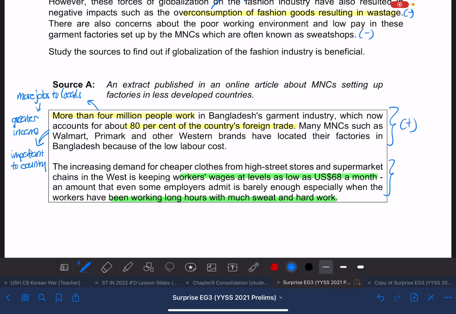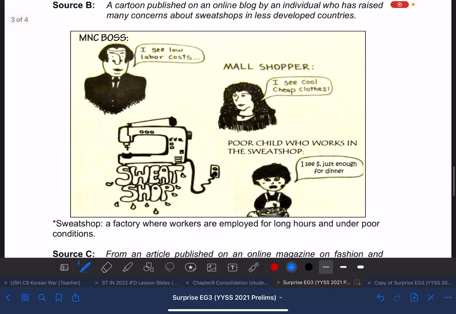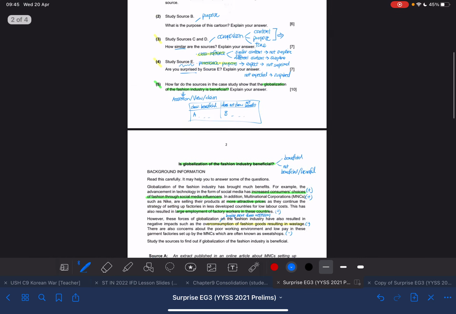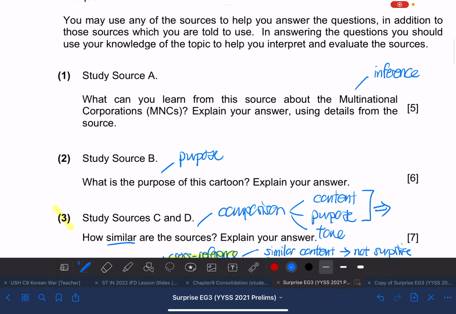If I were to read this section of the paragraph, I'm going to get the sense that these sweatshops, or the globalization of fashion industries in this case, is very negative because the people are getting underpaid and they're getting overworked. That's for source A. Let's move on to source B. Source B, if you recall from the question paper, is going to be your purpose question.